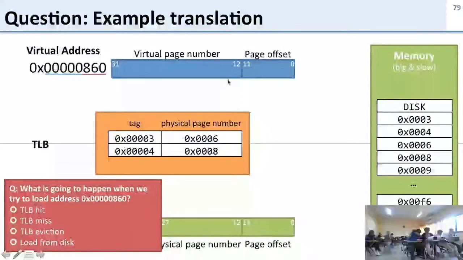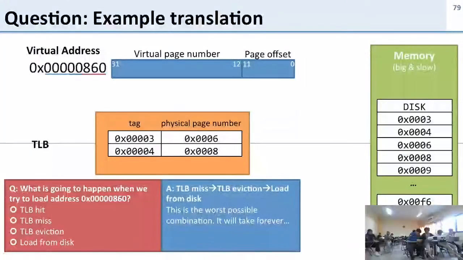Here's another one. So what's going to happen when I do this? Here's an address, 0000860. What's going to happen when we do this translation? Well, in this case, we're going to have a TLB miss, because if you look up here, we don't have virtual page number 0 in our TLB, and then we're going to have to evict one of these things. And then when we go to load it, look over here, our first page in our page table says the data's on disk. So we're going to have to go to disk.